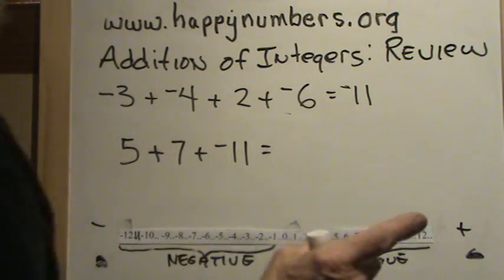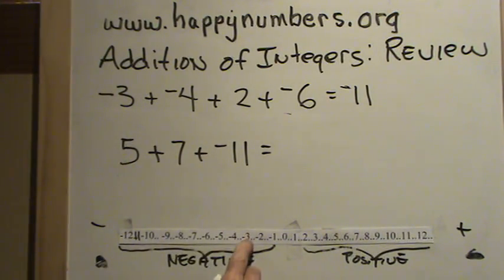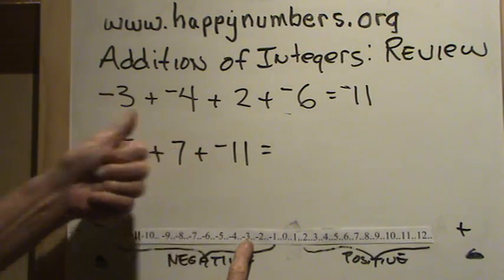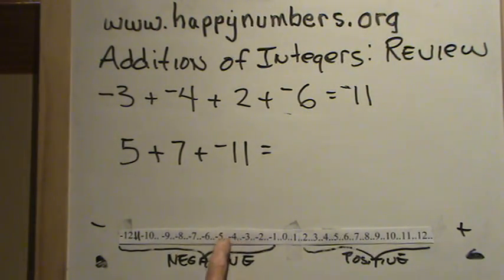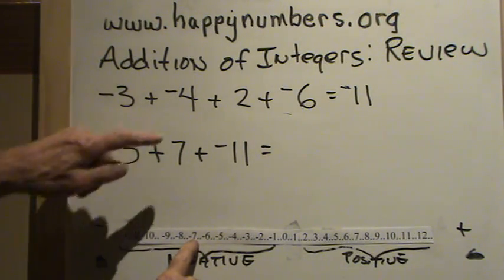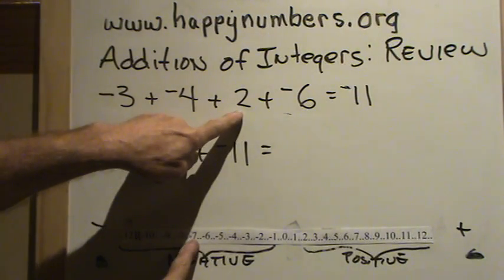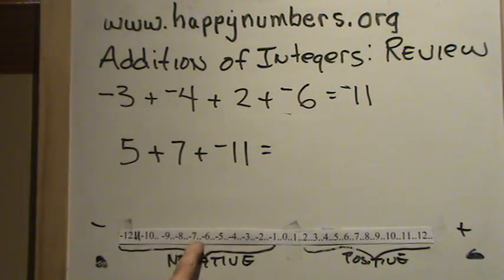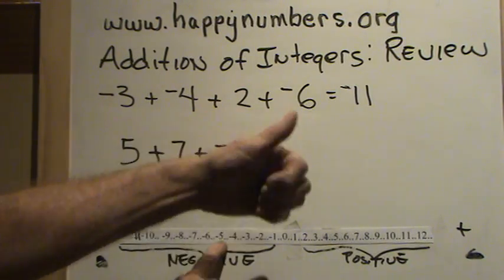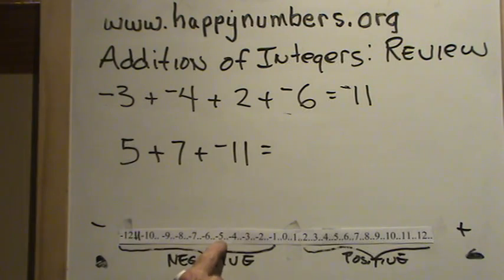Actually, let's look at it on the number line. We have a negative 3, and we're going to move in a negative direction 4. 1, 2, 3, 4. That gives us a negative 7. Then we're going to move in a positive direction 2. 1, 2. That gives us a negative 5. And now we're going to move in a negative direction 6. 1, 2, 3, 4, 5, 6. And we wind up at negative 11. It's a good idea in working these problems until you're really fluid to use a number line. You can write yourself a number line.